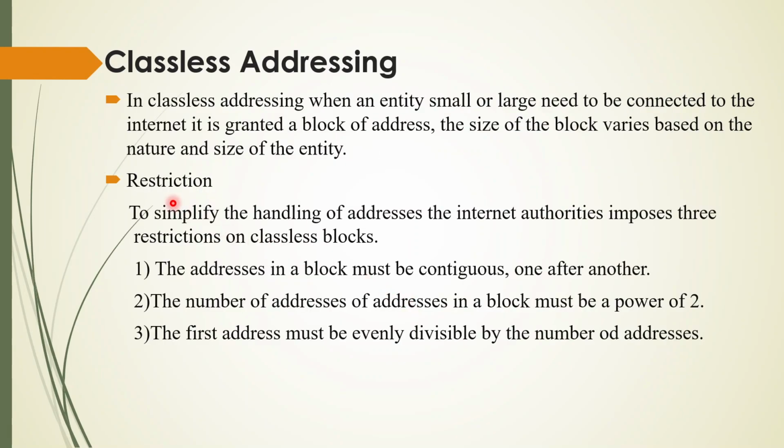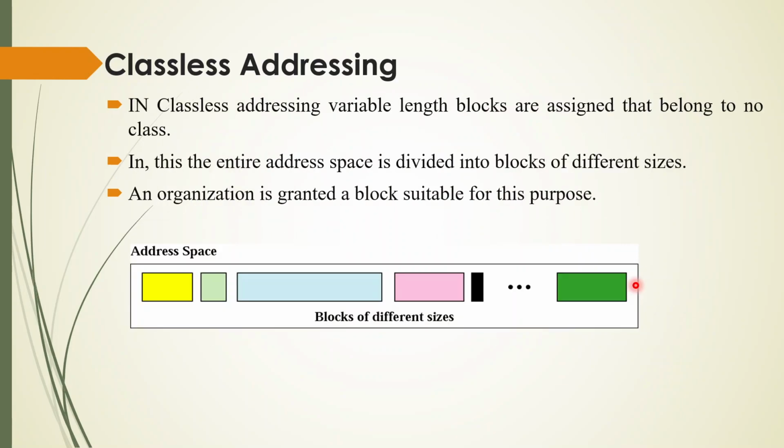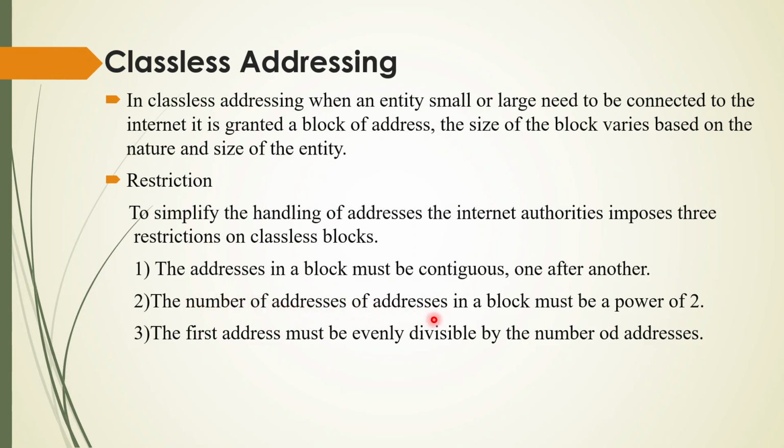Restrictions. To simplify the handling of addresses, the internet authorities impose 3 restrictions on the classless block. First, the addresses in the block must be contiguous, one after another. Their size may be different, there is no problem, but they are continuous one after another. Second, the number of addresses in a block must be a power of 2. Third, the first address must be evenly divisible by the number of addresses.